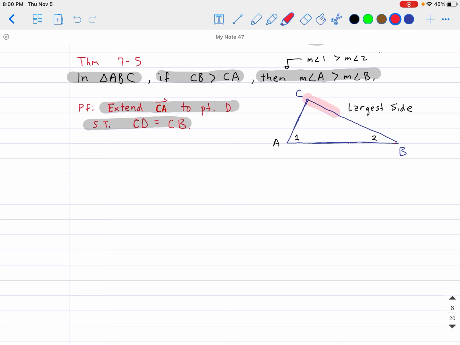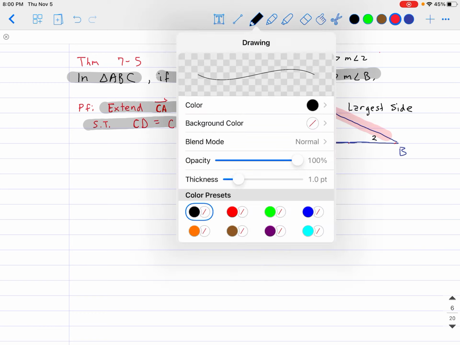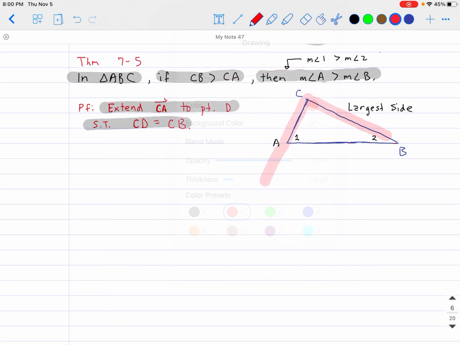So geometrically, here's what's happening. CB is going to be the largest side. So I'm going to extend CA to some point D so that its length is the same as CB. In this picture, we're going to take this CA and extend it all the way out here to some point D. So then CD is congruent to CB.